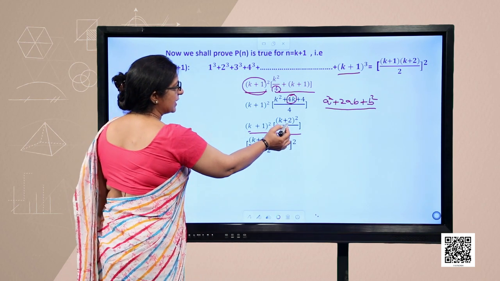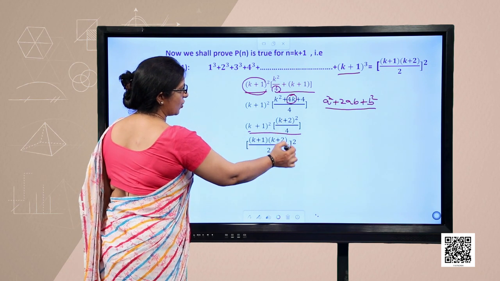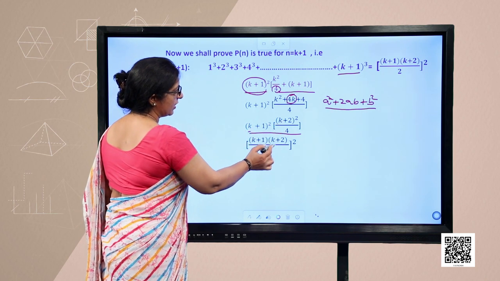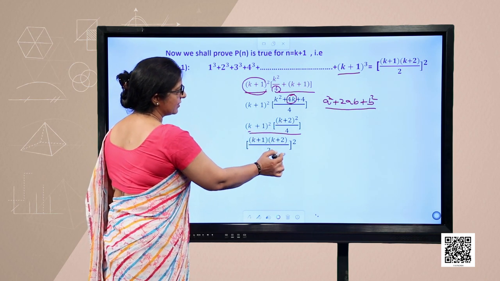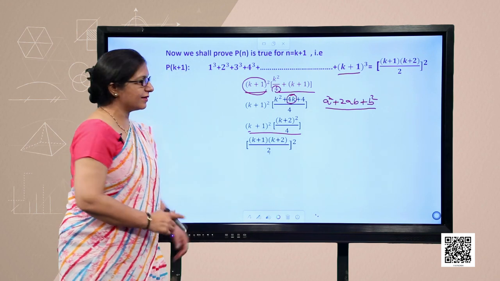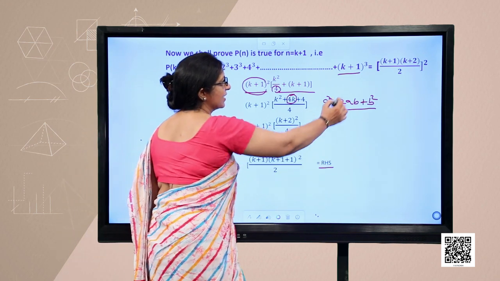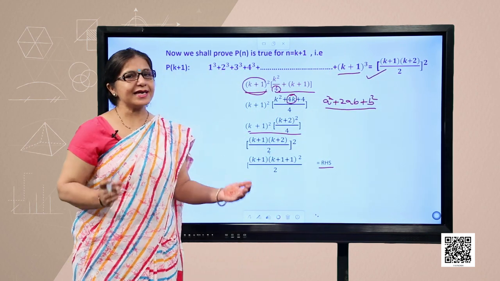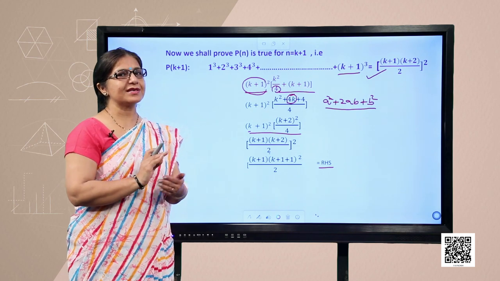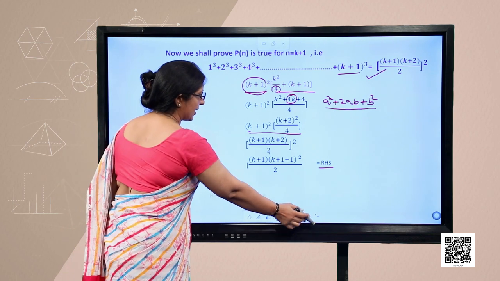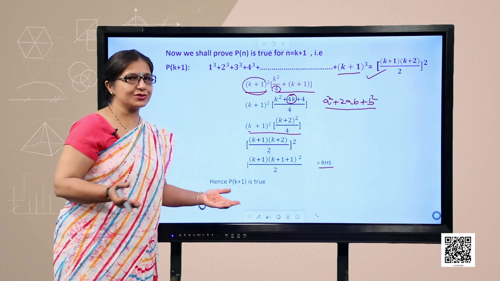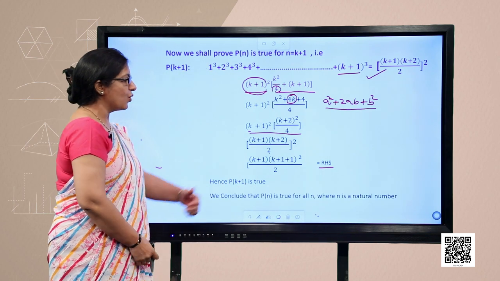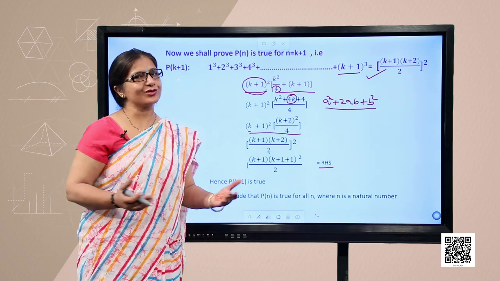We can take this whole square as a common square. Inside we can see k plus 1, k plus 2, 4. Inside the bracket will become 2, and this is the whole square, which is nothing but our right hand side, which was to be proved. Therefore, we can say that our statement Pn is true for n equal to k plus 1. Pk plus 1 is true. Now, we can conclude that Pn is true whenever n is any natural number.